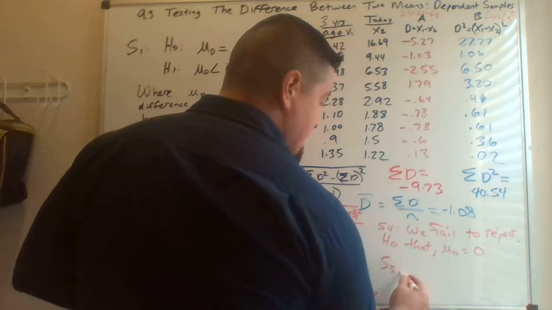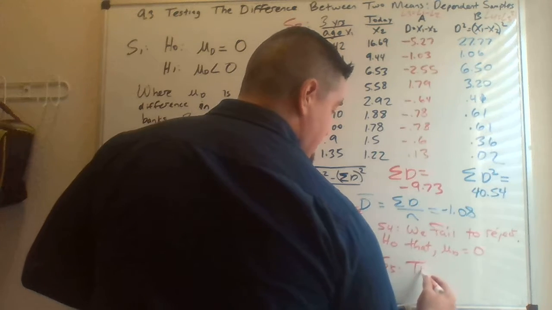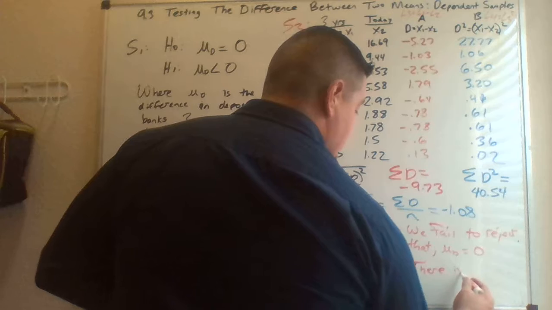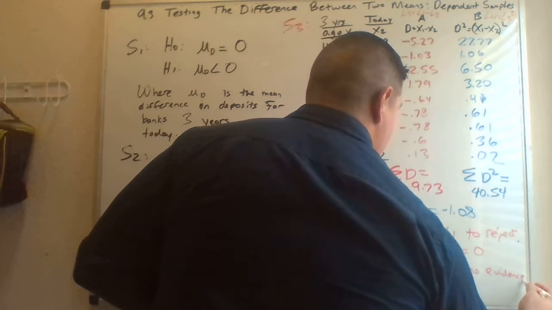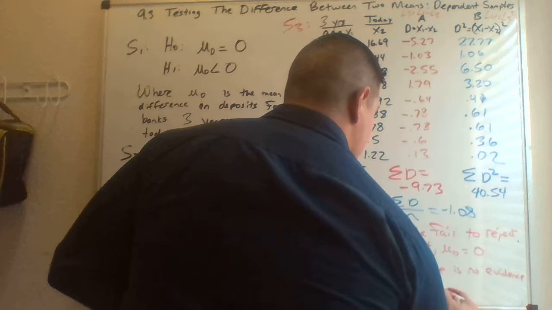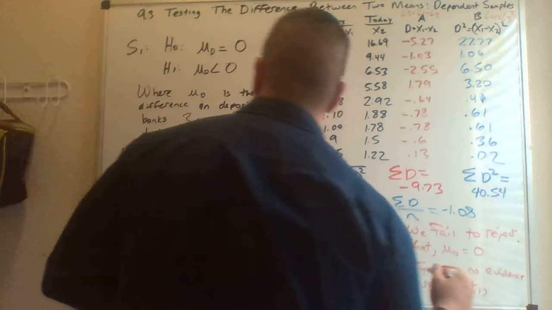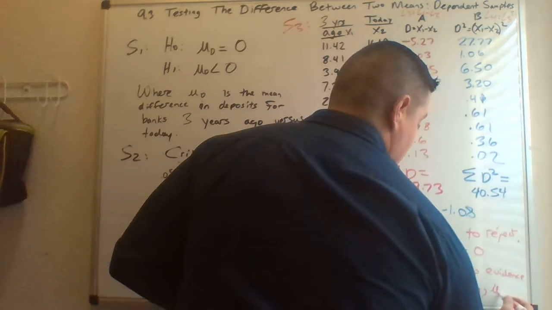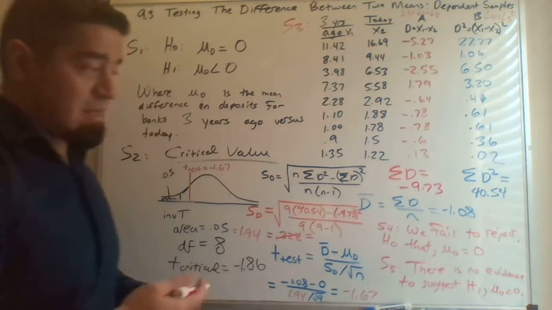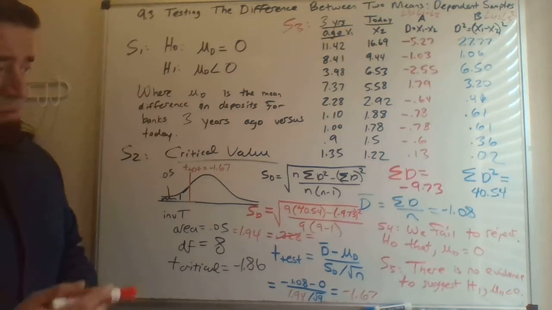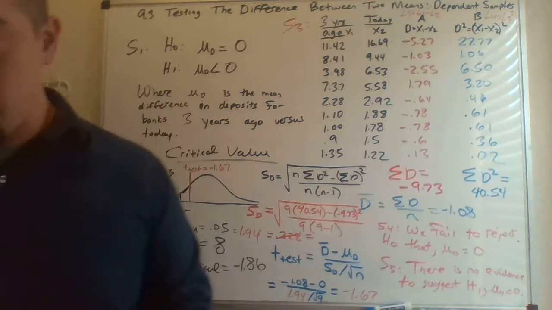In step 5, a statement about the alternative. There is no evidence to suggest H1, that the mean difference from 3 years ago to today is less than 0. So that concludes the hypothesis testing on that question. So we'll move on to the next one.